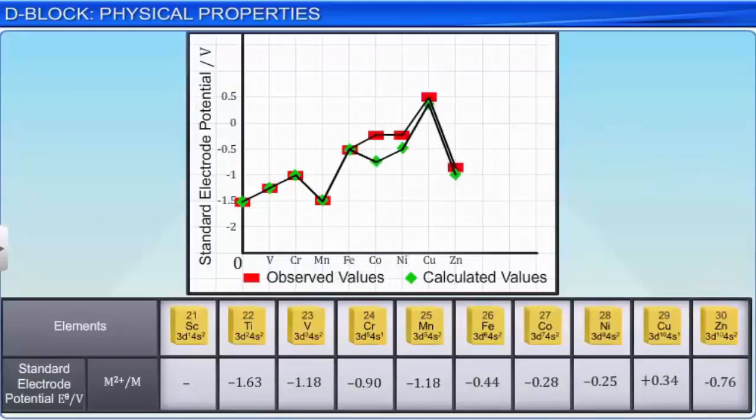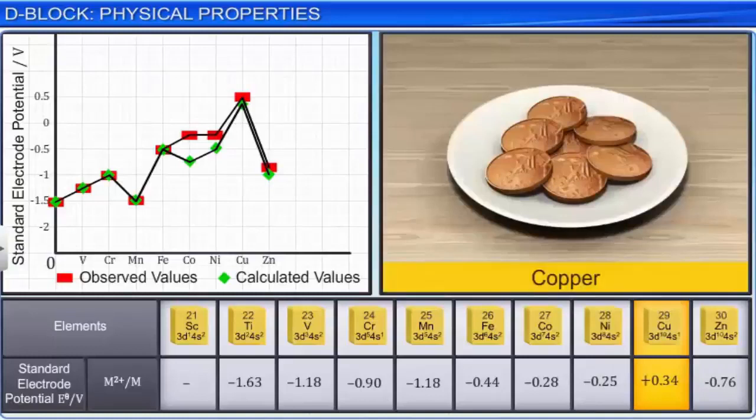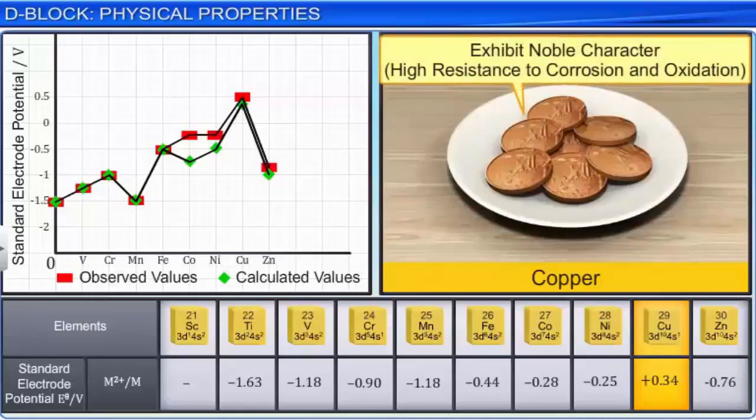Enthalpy of atomization is an important factor in determining the standard electrode potential of a metal. Hence, metals with high standard electrode potential tend to be noble in their reactions. For example, copper, due to its high enthalpy of atomization, exhibits noble character.